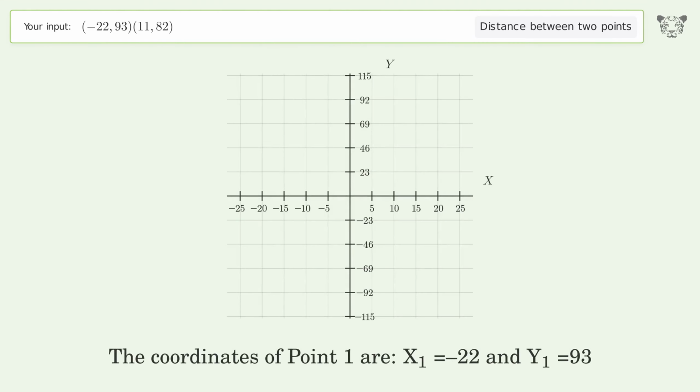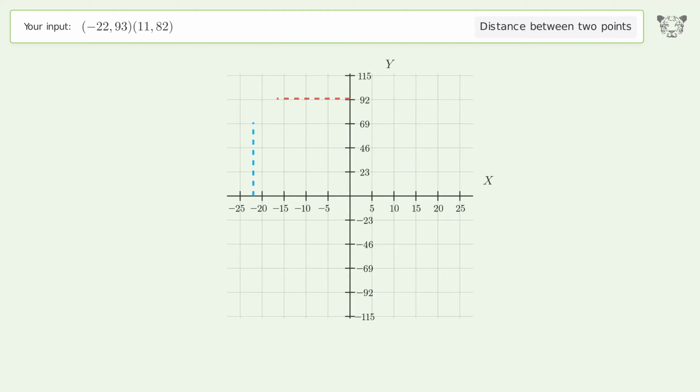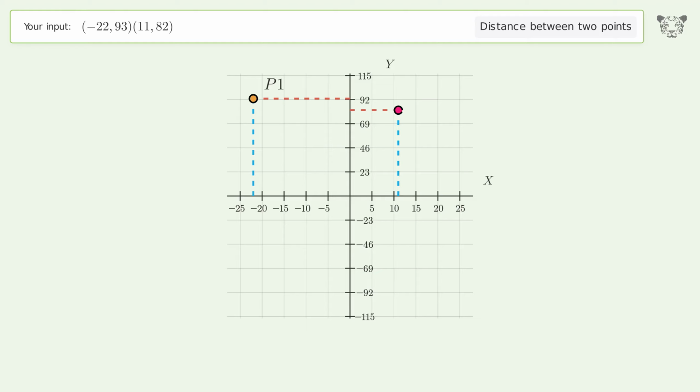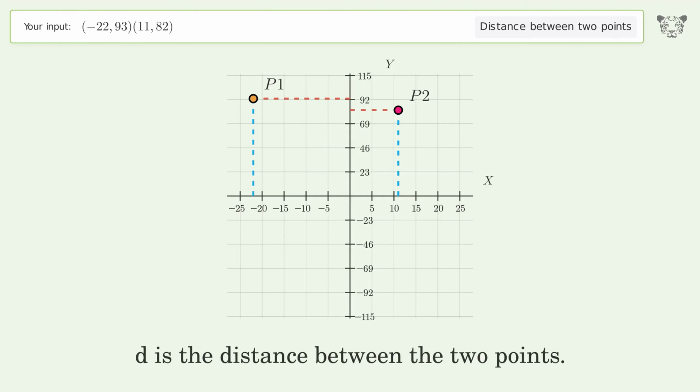The coordinates of point 1 are, x1 equals -22 and y1 equals 93. The coordinates of point 2 are, x2 equals 11 and y2 equals 82. D is the distance between the 2 points.